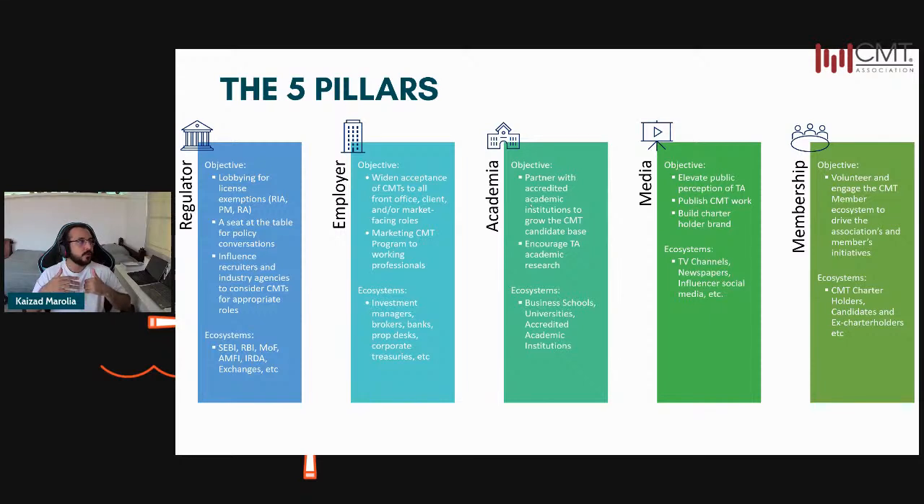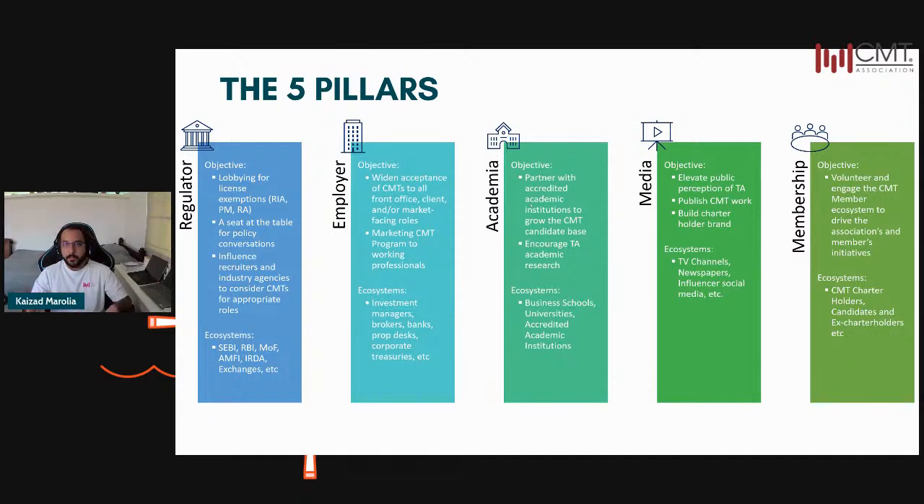So, widening acceptance to all the CMT charter holders in front office, client facing, and or market facing roles, marketing the CMT program to existing working individuals. So, let's say if a firm has front office roles like the trading desk or the sales desk, talking to them about the CMT program, the value it holds, why is it important for them, how does it help their firm grow. That is the entire objective of our work with the employer pillar. The ecosystem, as you've seen before, could be the likes of investment managers, brokers, banks, buy sides, corporates, treasuries, and so on.